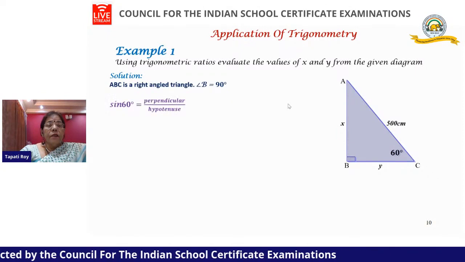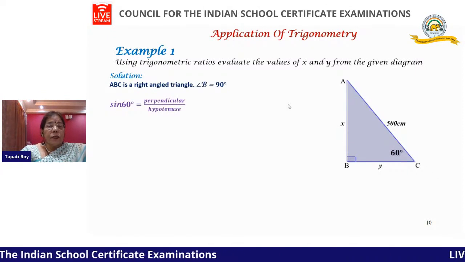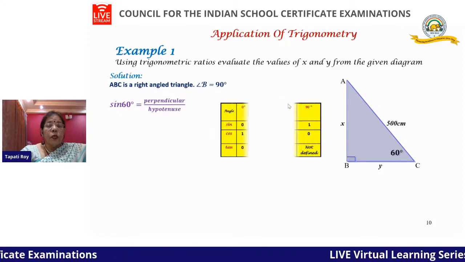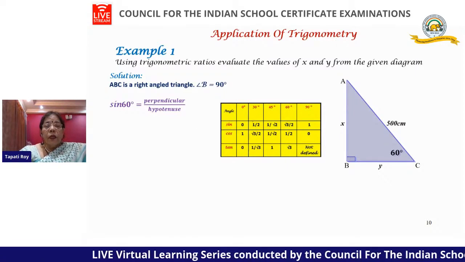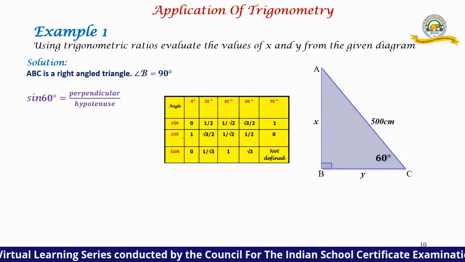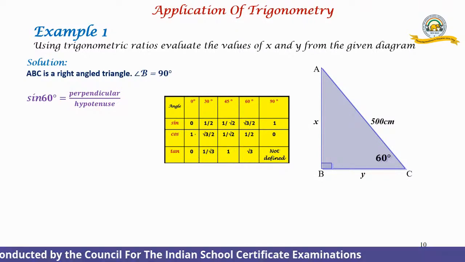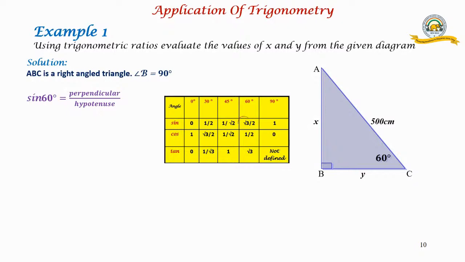So ABC is a right angle triangle, sine 60 degrees, as we said just now, perpendicular over hypotenuse. Now sine 60, we need our standard angles. So here I've brought in, you are supposed to remember or make your own table as I had shown earlier. So sine 60, this is our value root 3 by 2. So we'll substitute the value root 3 by 2, that is equal to x by 500. So all the given data, I'm looking at my diagram and I'm substituting it. And x is 500 into root 3 by 2.